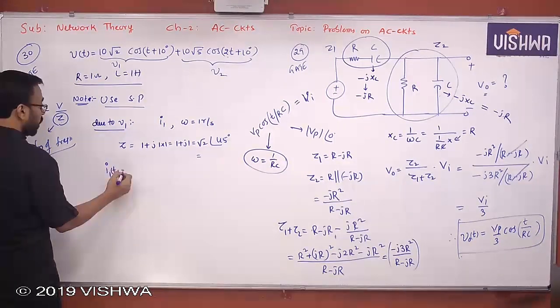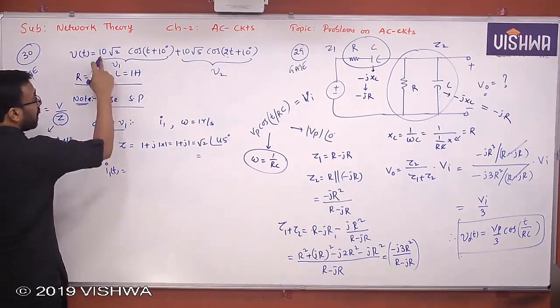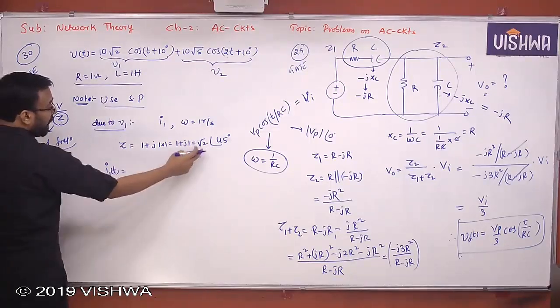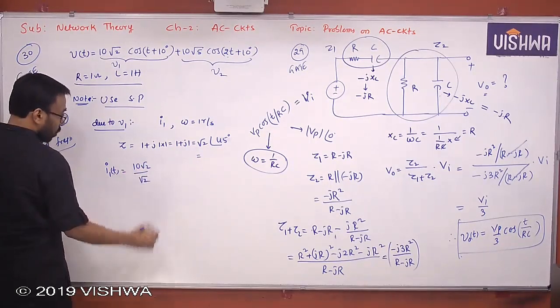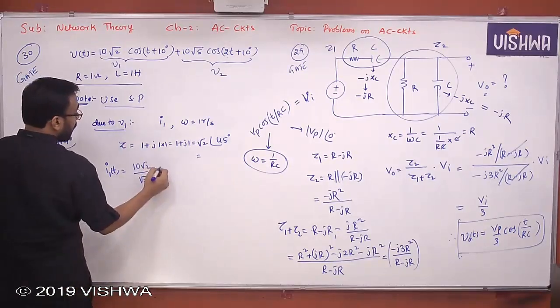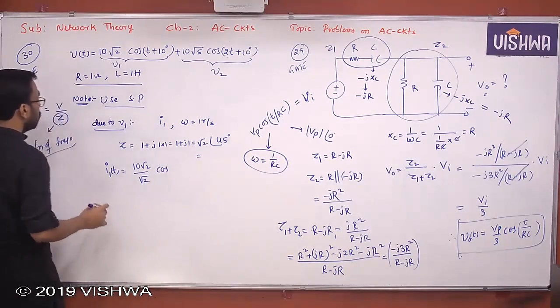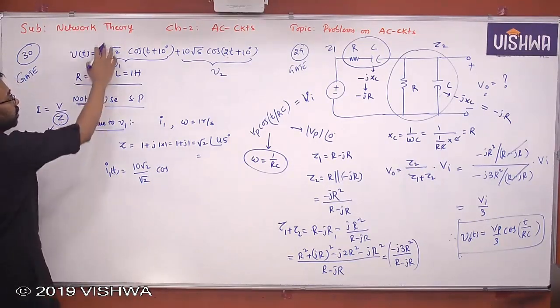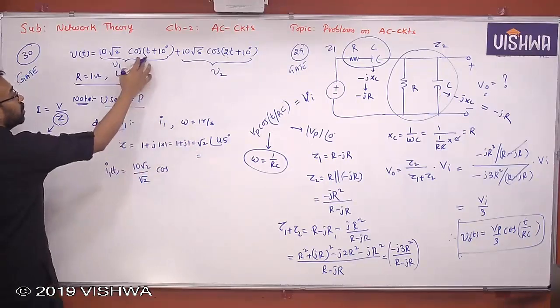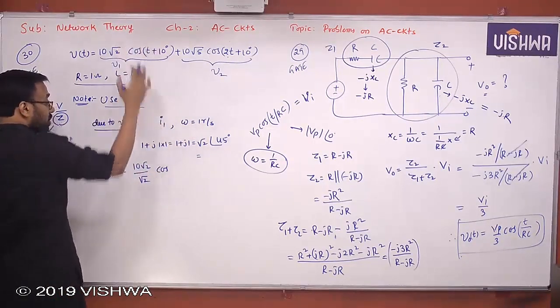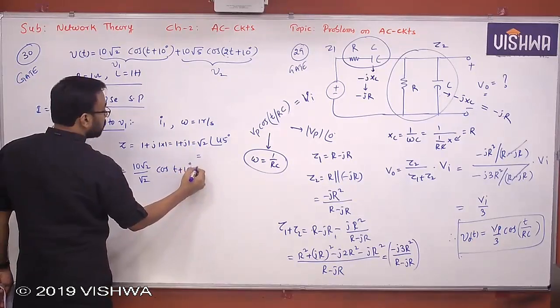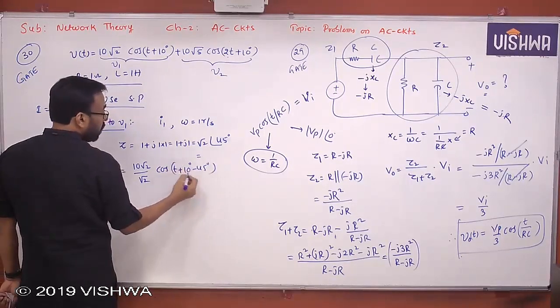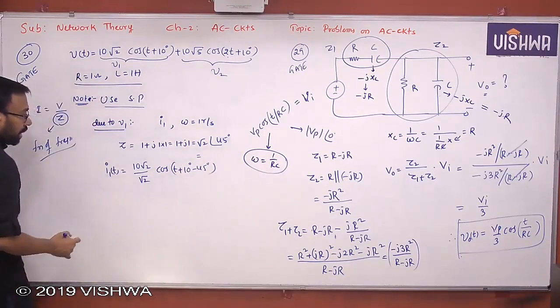I can directly put it. What is V1? 10 root 2 by magnitude of Z, root 2. Cosine you take as it is because, as you know, voltage by Z is magnitude by magnitude, and cosine of angle minus angle because it is in the denominator, right? So therefore cos t plus 10 degrees minus 45, nothing but minus 35. Clear all of you? Okay.